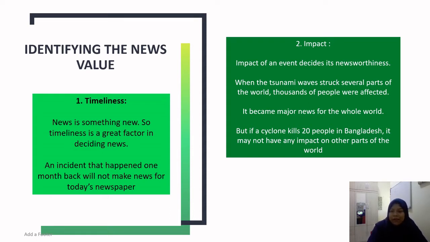Second, we have impact, the impact of the event or the news itself. For example, when a tsunami wave struck several parts of the world and thousands of people were affected, this is a kind of impact. When we talk about coronavirus, it was a pandemic virus that spread throughout the world, and the death numbers increased every single day. This is a big impact, and this is news. But if you're talking about a celebrity divorce, definitely there is no big impact, so there is no news value in that report.